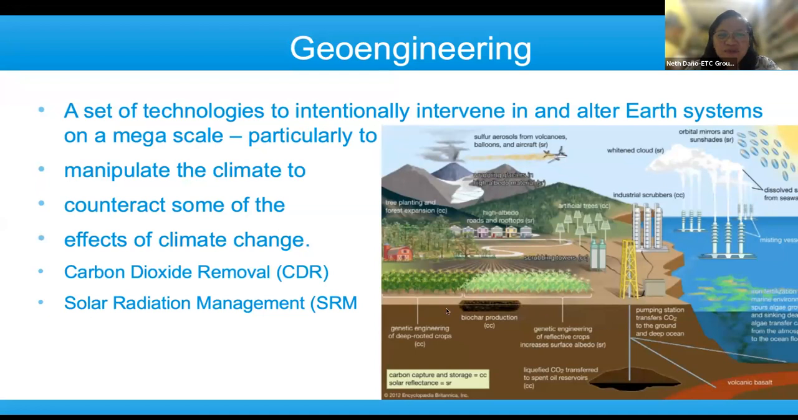I'll focus on CDR, carbon dioxide removal, which is deliberately not being labeled as geoengineering, but it all fits in the whole definition of geoengineering. It's technology-based, it's intentional or deliberate intervention. And in order to make a difference in the climate, it has to be on a mega scale, not even large scale, but mega scale.